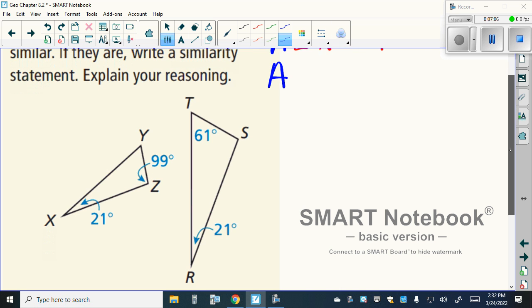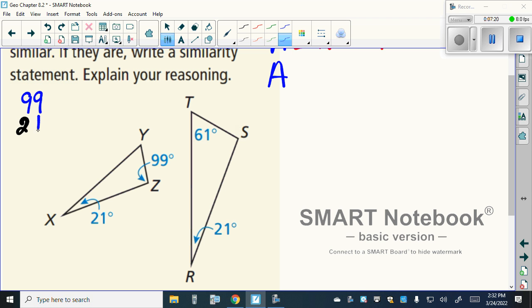Which angle can we find? Looking at these triangles here, we can see that T and Z are not the same. T is 61, Z is 99. So we can find Y, and we can do that by adding 99 and 21 together. Because if we add these two together and subtract from 180, we can find the other angle. So this here would be 120. And if we subtract 120 from 180, we get 60, so the measure of angle Y is 60.